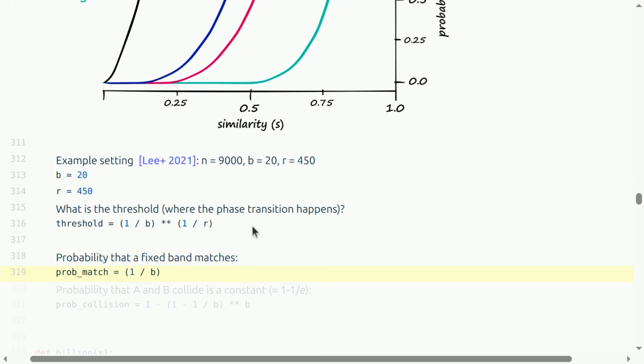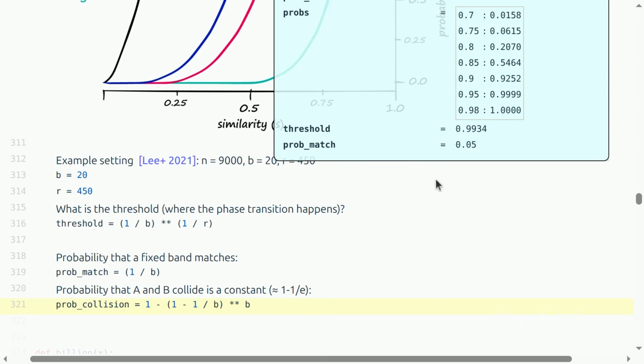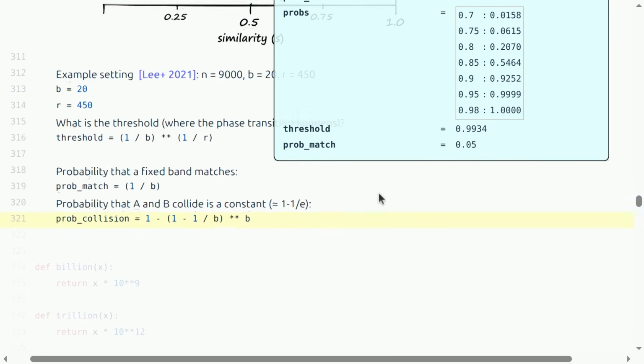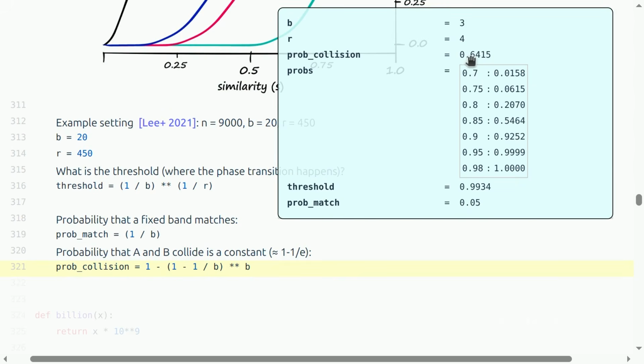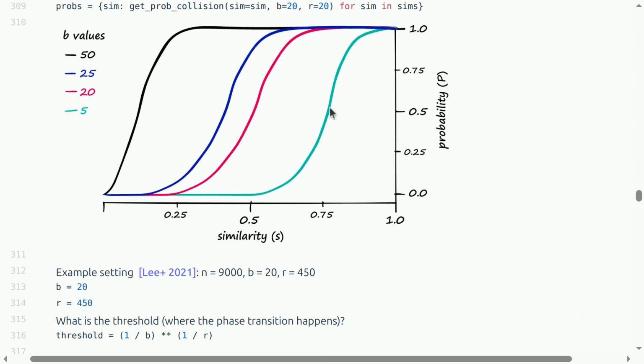Okay, so remember, the probability that a fixed band matches is 1 over B. If you are at this threshold, then the probability that A and B collide is approximately a constant. So the probability of collision is 0.64. And this makes sense. If you have a phase transition, the center of that phase transition is like 0.64, and everything below it should go to 0 as B and R increase, and everything above it should go to 1 as B and R increase.